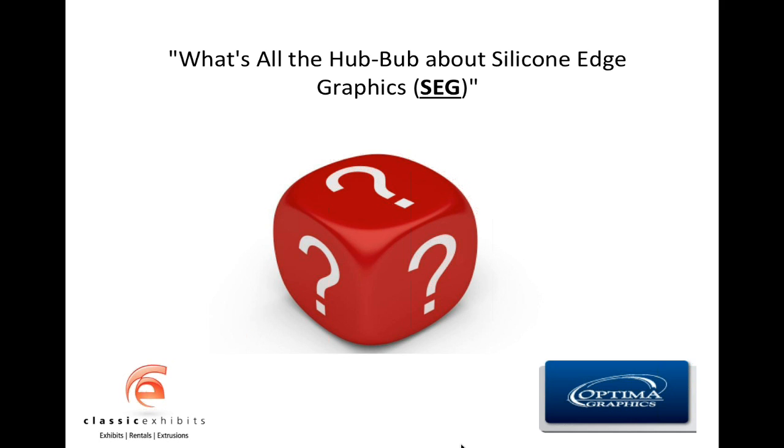And if we're managing the project as a whole from the Classic end of things, it's really no different than a 20 by 20 with SEG versus a 20 by 20 with Velcro applied graphics versus a 20 by 20 with large format direct print graphics. It's going to fall within the same Classic Exhibits timeline. We just may handle the ordering of the graphics a little bit differently, but you don't see that. We handle that, so you wouldn't necessarily see or feel any difference.